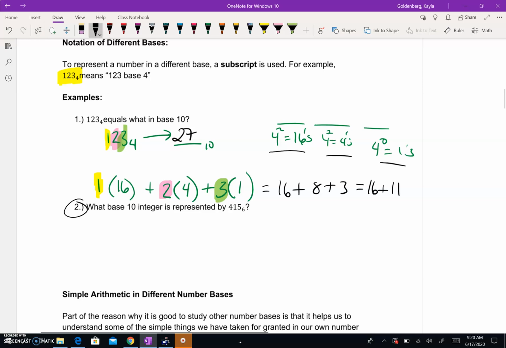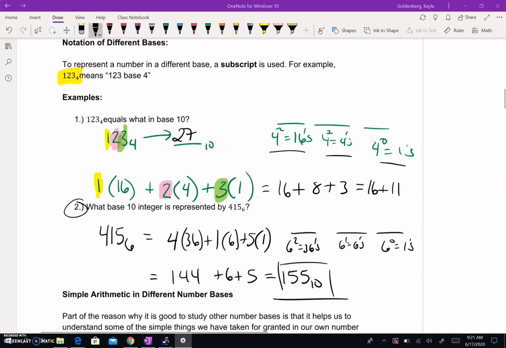Okay, same kind of question. Why don't you guys try number 2 on your own? Go ahead and pause the video, work through, unpause when you're ready to check. Okay, so here is your worked out answer. It is actually 155 base 10.